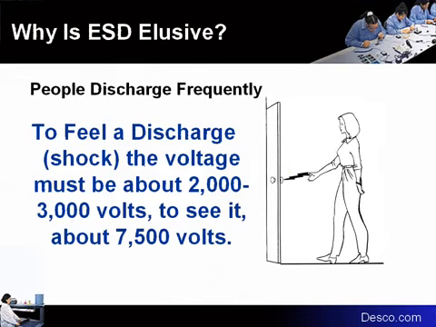To feel a discharge or the shock, the voltage must be about 2,000 to 3,000 volts, and to see it, about 7,500 volts. ESD control is necessary to prevent innumerable little lightning bolts or ESD events from occurring. 25% of unidentified electronic failures are typically a result of ESD.